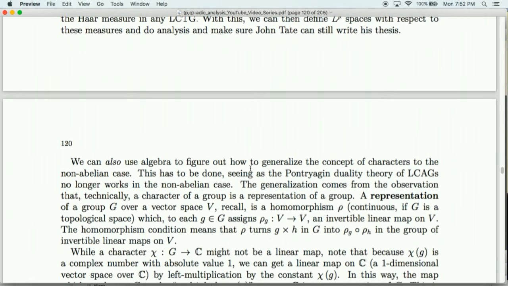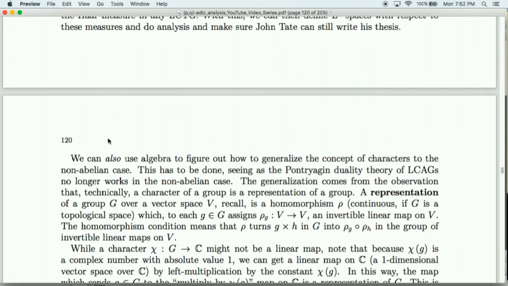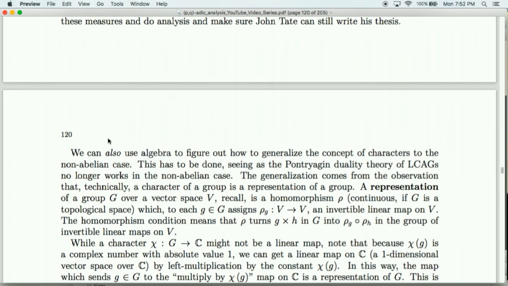We can also, as another example of empowerment, use algebra to figure out how to generalize the concept of characters to the non-abelian case. This has to be done, seeing as the Pontryagin duality theory of locally compact abelian groups no longer works in the non-abelian case. Characters don't make sense there. And algebra, again, tells us how to generalize. And we do this just by working through things, shutting up and computing, and noticing patterns.